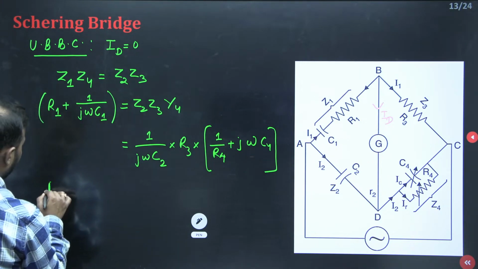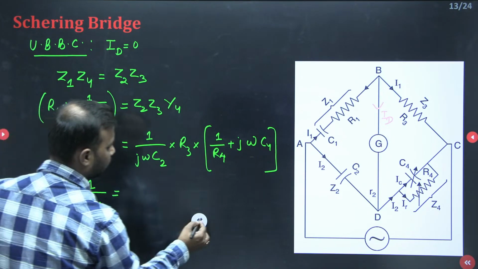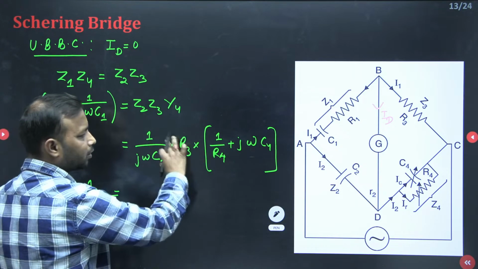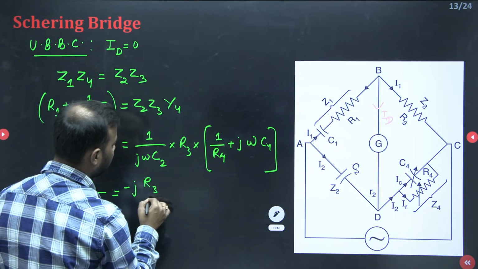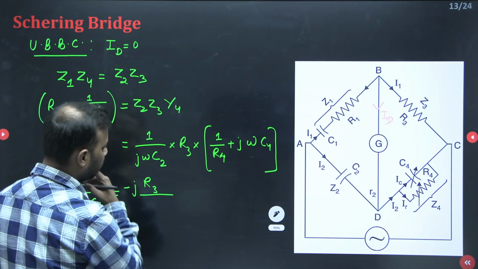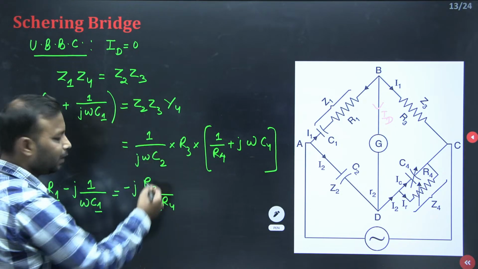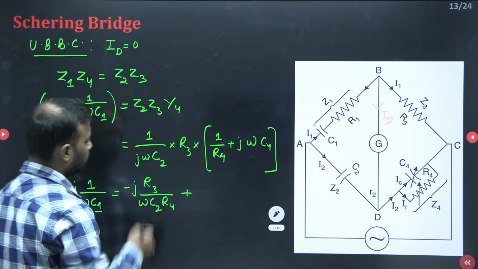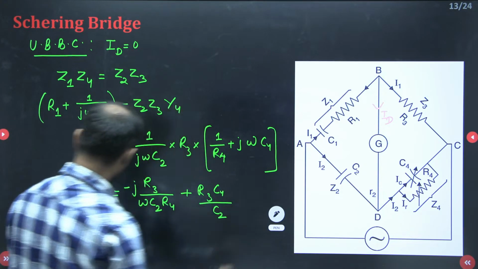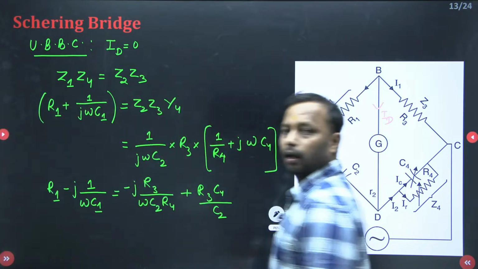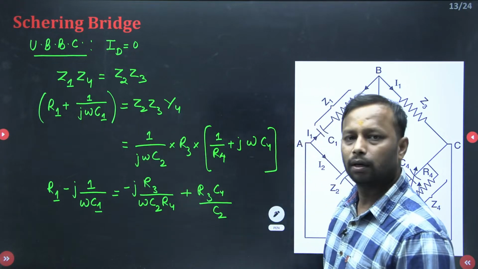From here we can write R1 minus j 1 by omega C1, and here R3 multiplied by this term inside, so what are we going to get? Minus j R3 by omega C2 R4 plus, okay, j omega will be cancelled out, so we are left with R3 C4 by C2. Any doubt in this equation? What I did is I multiplied this term here, taking 1 upon j as minus j. Done. So we get this equation.